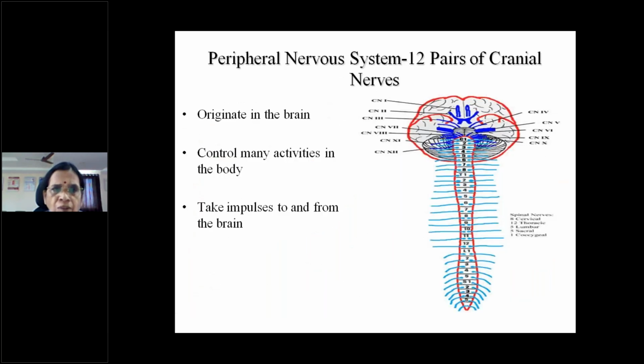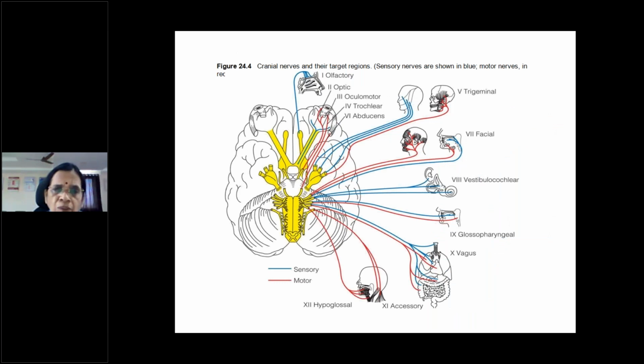So these are the peripheral nervous system, 12 pairs of cranial nerves. They originate from the brain, control the activities of the brain, and carry impulses to and from the brain. So this is the emergence of the various cranial nerves.